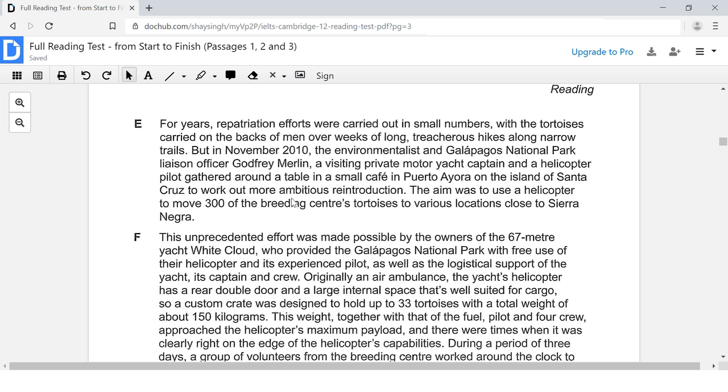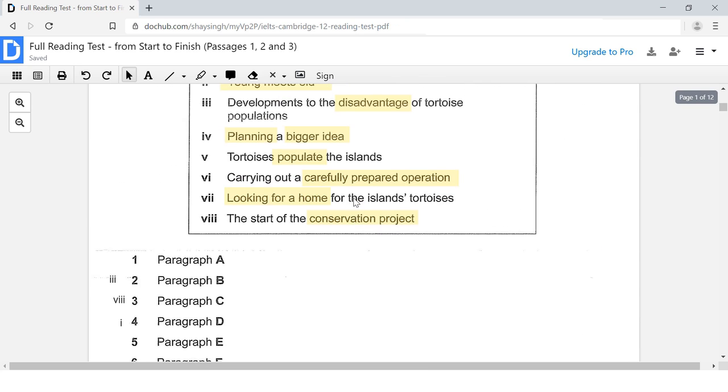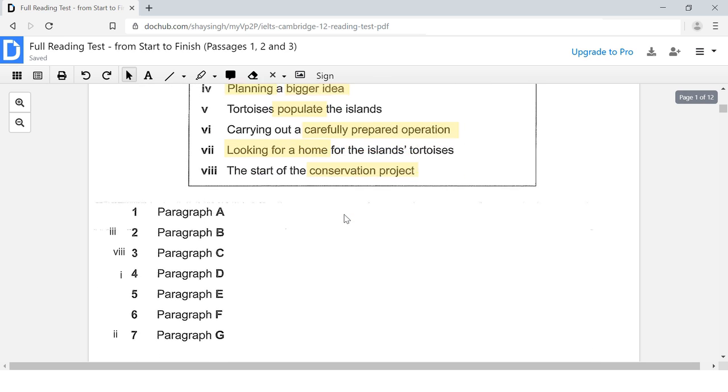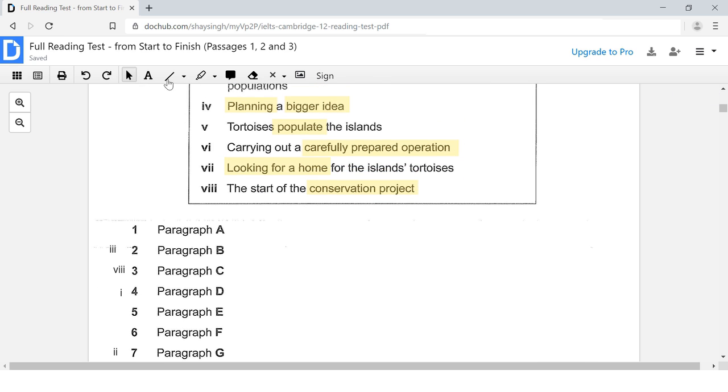Okay, so they want to do something bigger. That's what they're saying, that they want to reintroduce the tortoises at a larger scale. Here they're talking about how before we used to carry the tortoises in small numbers over the backs of men, right? This wasn't very effective. But what they want to do now is do something bigger, something more ambitious. And I saw that as my answer choice over here, planning a bigger idea. So that is going to be the correct answer choice for paragraph E, question number 5. That is going to be number 4.